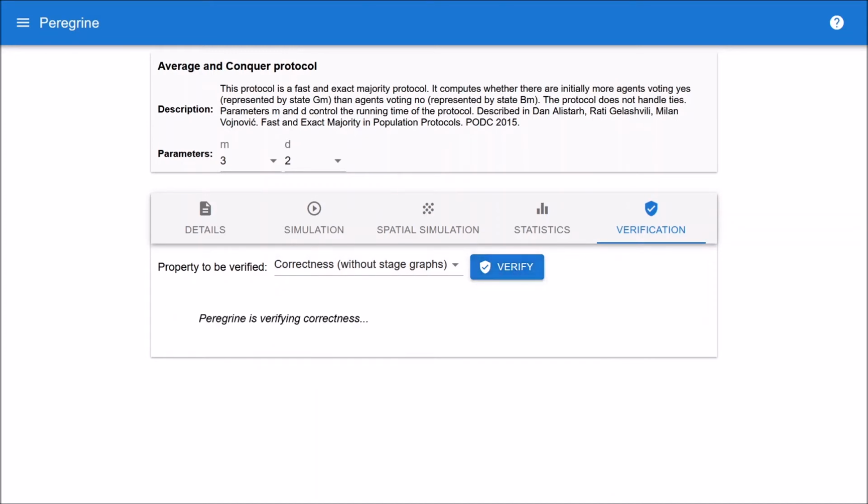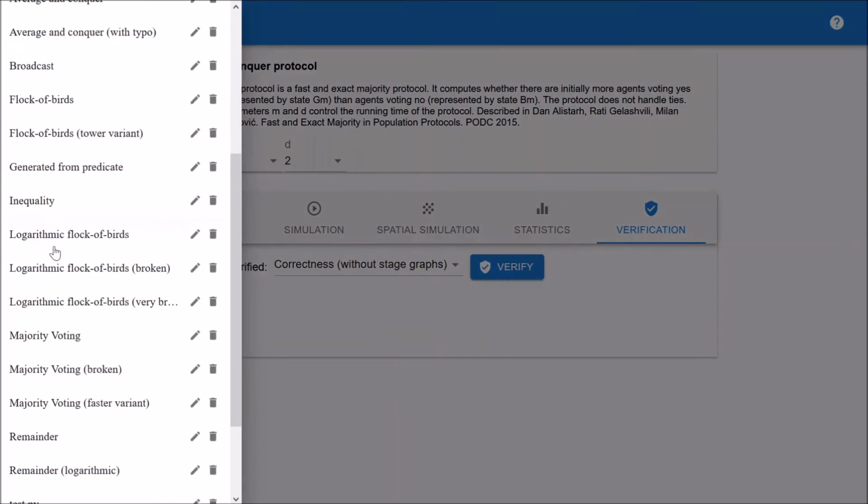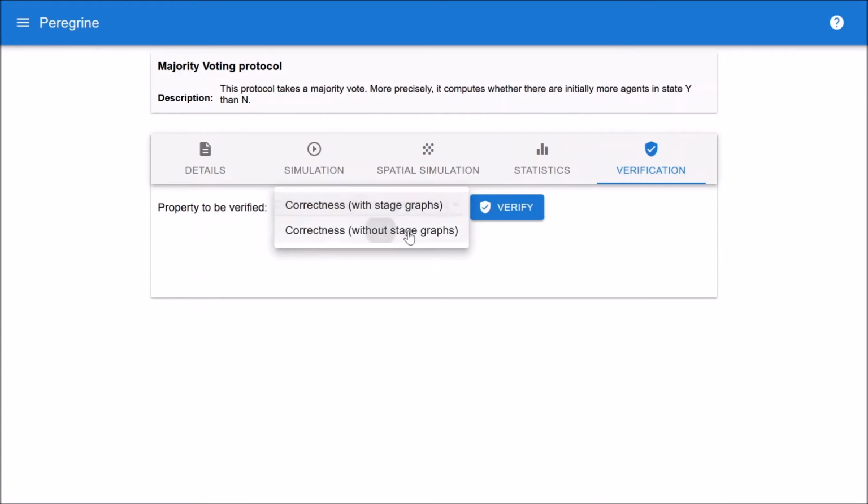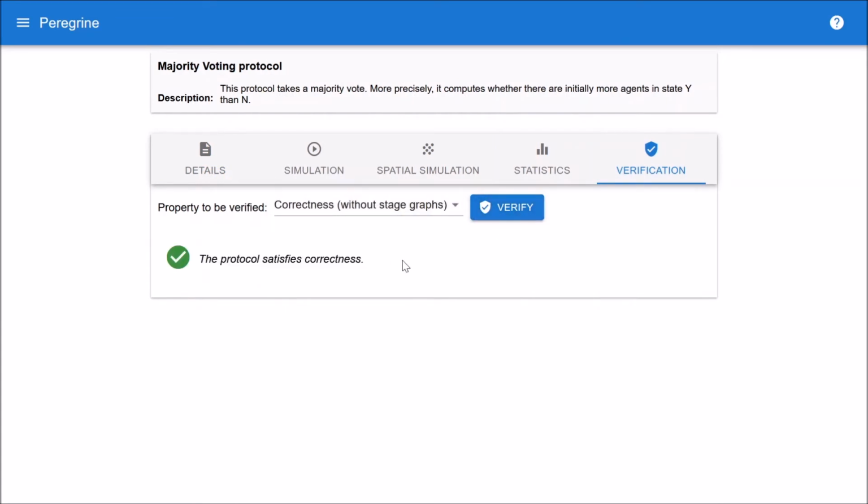First of all, the subclass of protocols that eventually terminate does not contain many of the efficient and succinct protocols that were recently developed. And secondly, Peregrine version 1 did not provide any correctness certificates. This means the user had to basically trust the tool and did not understand why the protocol is correct.